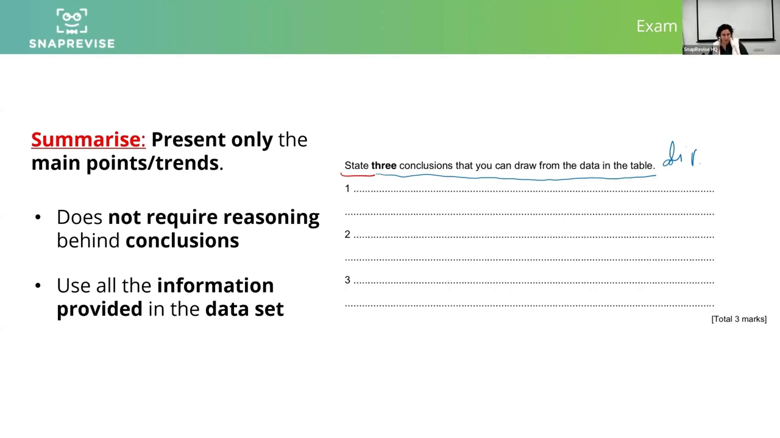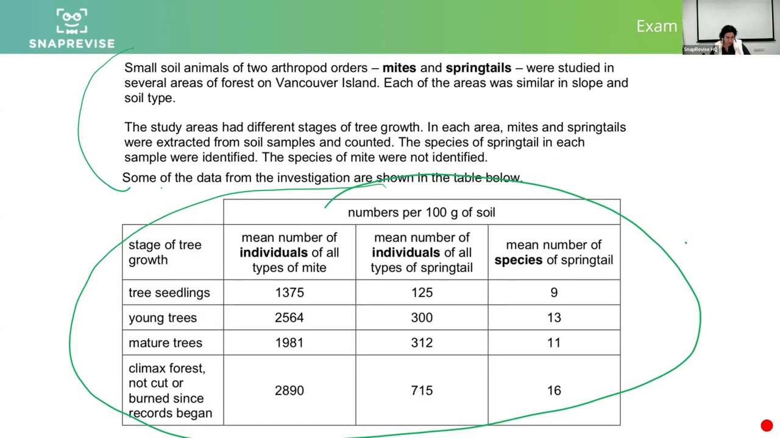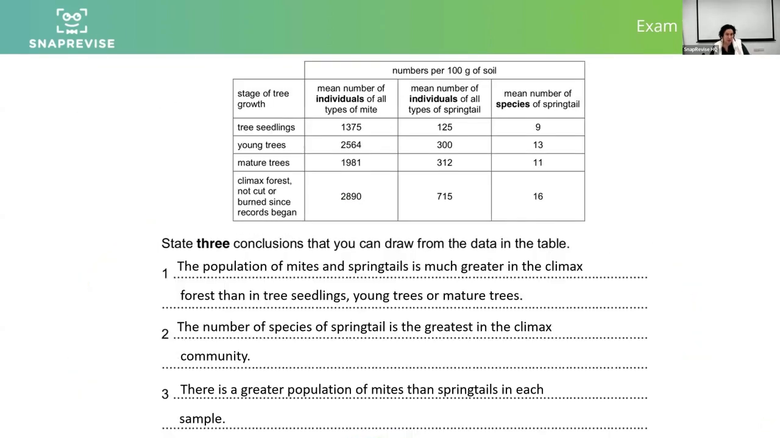So we're not going to go into the actual table and the actual data. We're focusing more on how to approach the question. So my answer is that the population of mites and springtails is much greater in the climax forest than in tree seedlings, young trees or mature trees. And you do that by literally looking at the data and making observations about the data, and trying to get the conclusions that you can state about them.